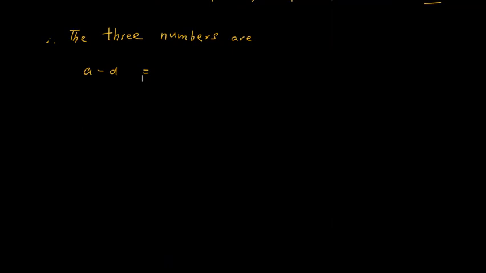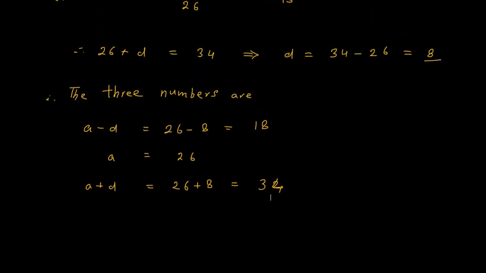Value of a is 26. It is 26 minus 8, so it is 18. Then a, which is 26 only, and then a plus d, which is 26 plus 8. So this is 34. These are the three parts: 18, 26 and 34.